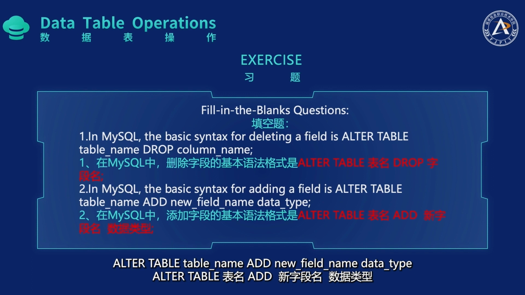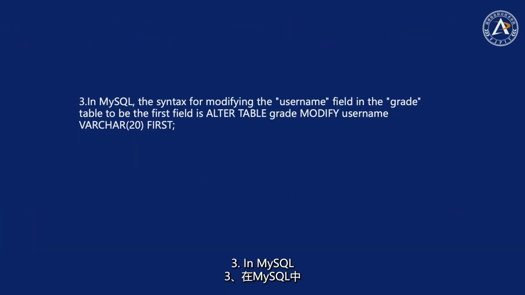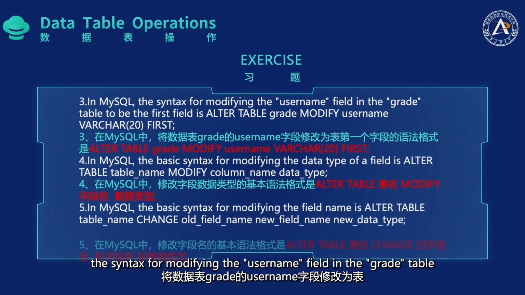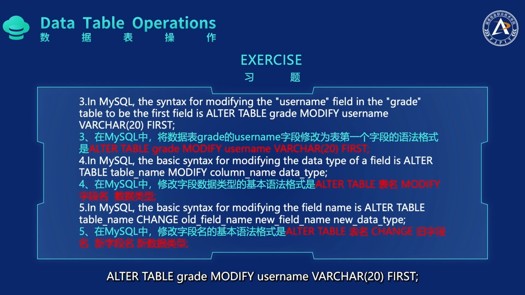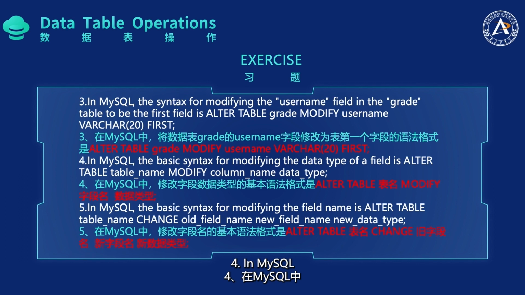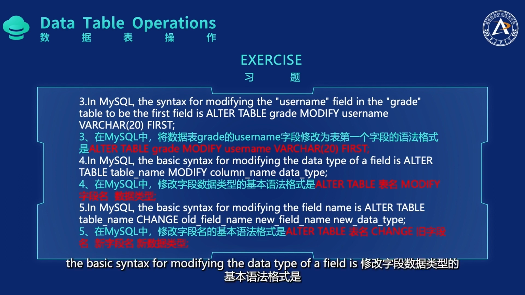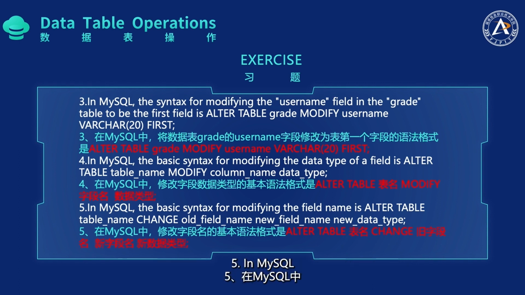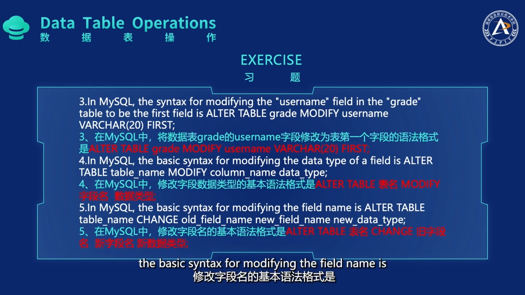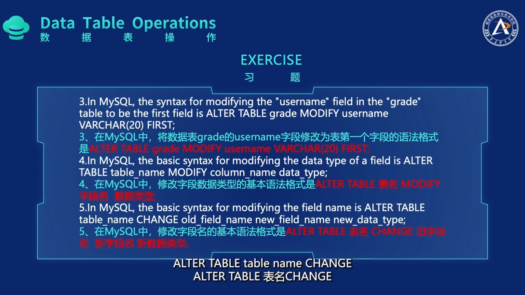First, in MySQL, the basic syntax for deleting a field is alter table table_name drop column column_name. Second, in MySQL, the basic syntax for adding a field is alter table table_name add new_field_name data_type. Third, in MySQL, the syntax for modifying the username field in the grade table to be the first field is alter table grade modify username varchar 21 first. Fourth, in MySQL, the basic syntax for modifying the data type of a field is alter table table_name modify column_name data_type.